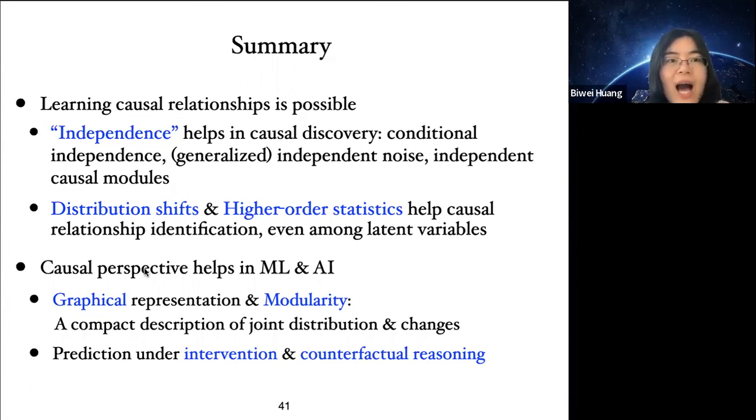We further see how causality can help to better understand and advance machine learning and AI tasks. In particular, we find that the graphical representations and the modularity property provide us a compact description of the joint distribution as well as the changes. And furthermore, with the causal model, we can do prediction on the interventions and do counterfactual reasoning.